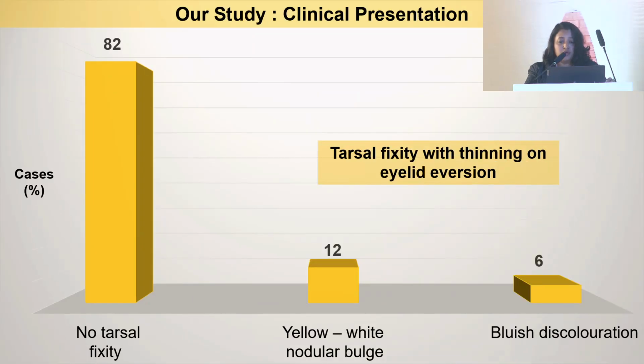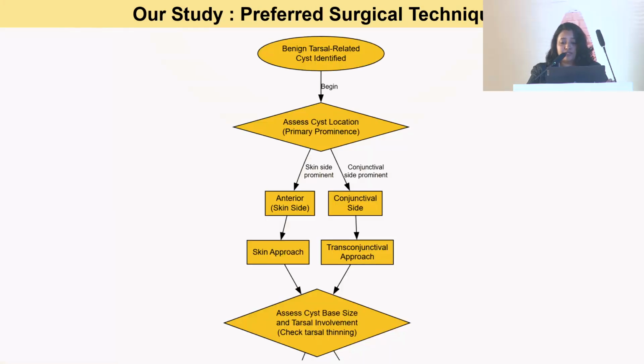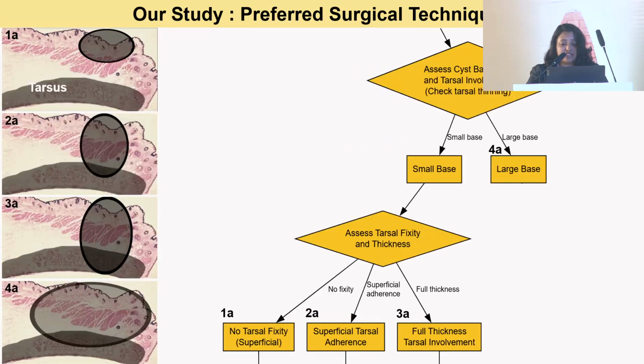82% of the lesions were mobile, while 18% showed tarsal fixity, either with a yellowish-white nodular bulge or bluish discoloration on eyelid eversion. From a detailed analysis of our cohort, we suggest the following surgical algorithm. We begin by assessing the lesion's prominence on either skin or the conjunctiva to decide on a skin or conjunctival approach respectively. Then we assess the cyst base with involved tarsal thickness.